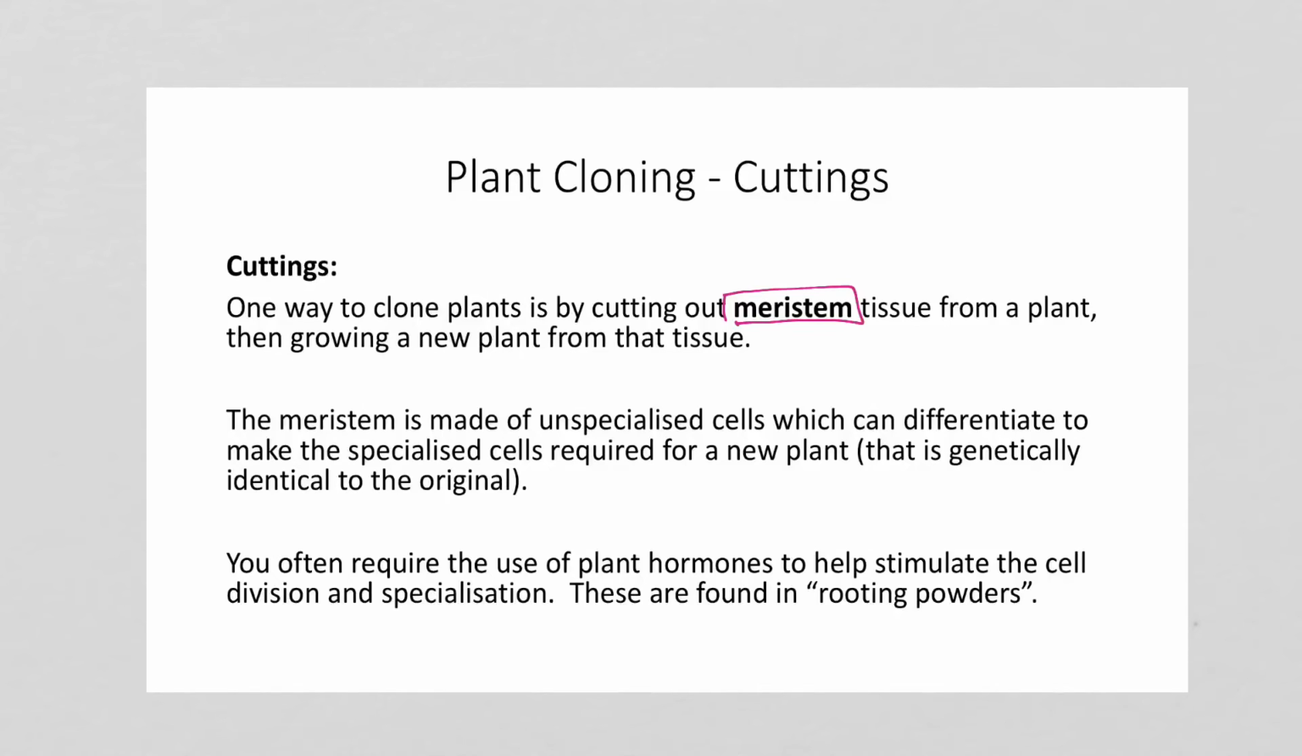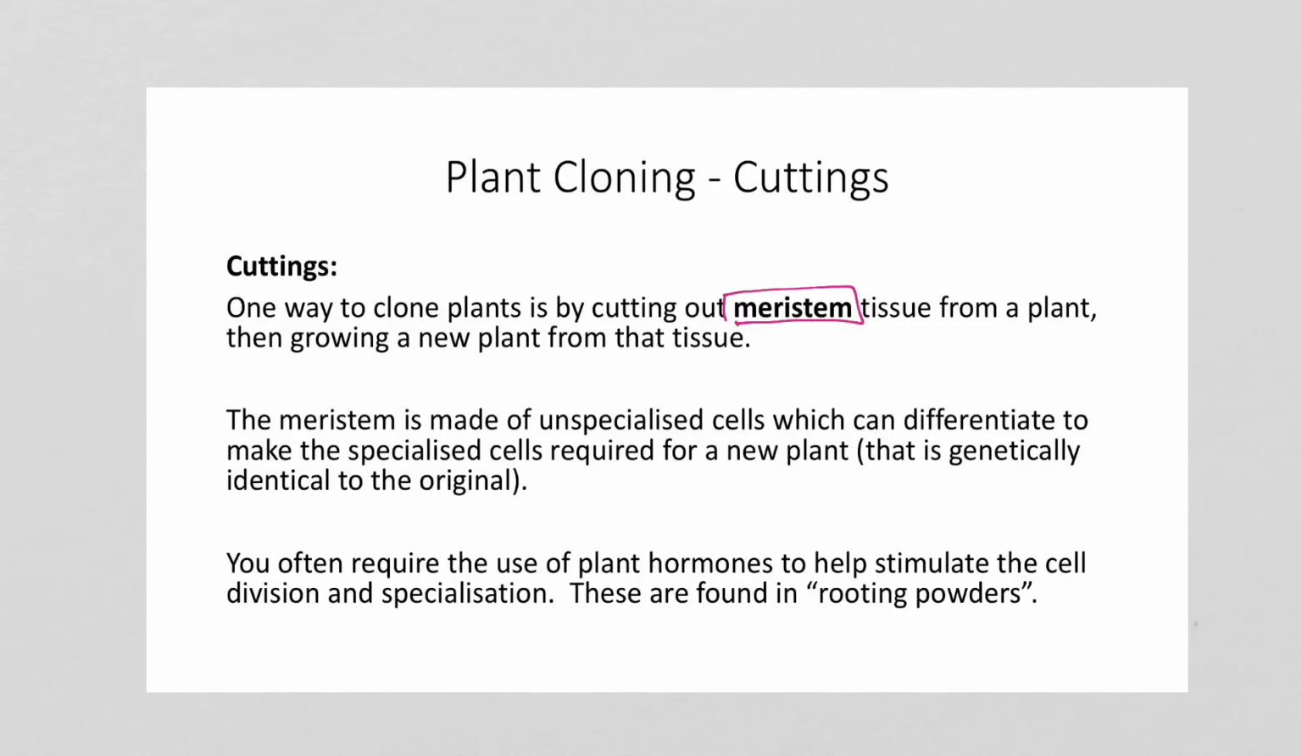And humans have been taking advantage of this for a long, long time, especially with things like apple trees, where if you have a variety that you really like, you want to get more exactly like that, you can use cuttings to get identical plants, and therefore, provided they have the same environmental conditions, identical fruit or vegetables coming off.